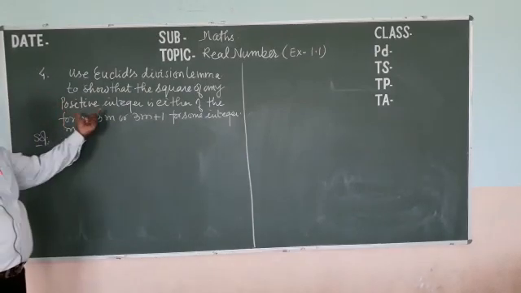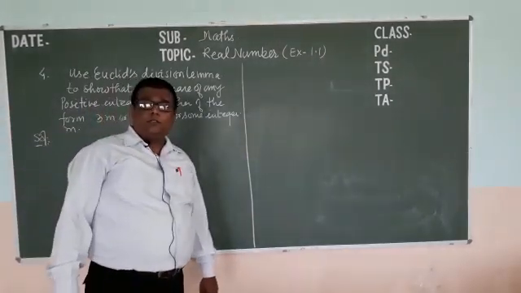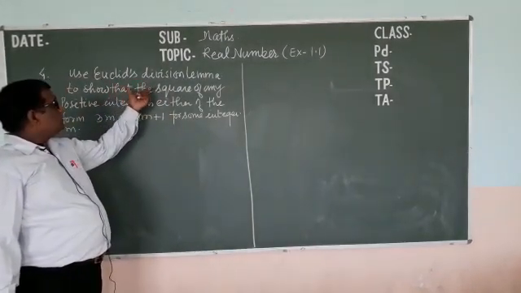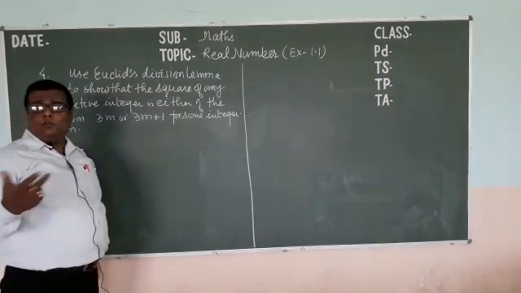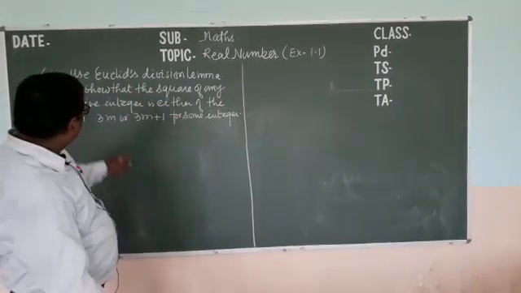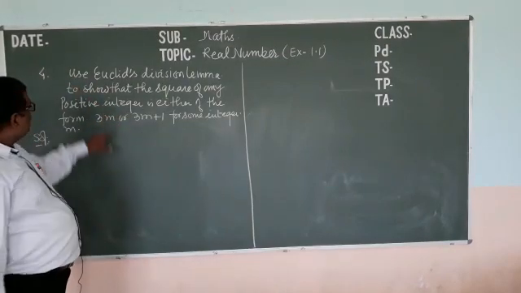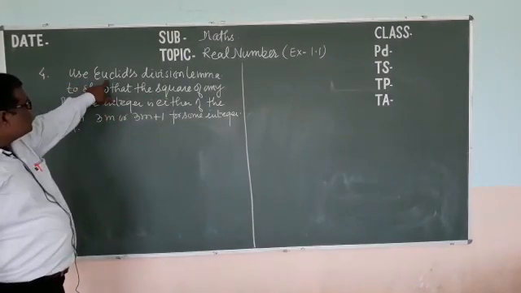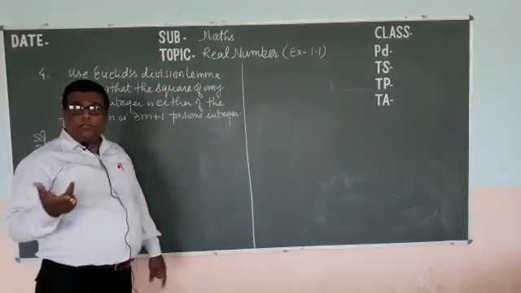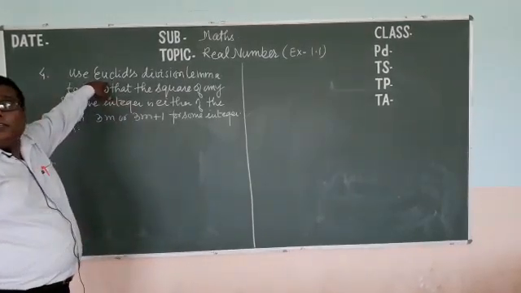That is a very important question from the examination point of view, because it has been given many times in your board question papers. Then what is the question? First of all, you have to write this: use Euclid's division lemma. Euclid is the name of the writer.